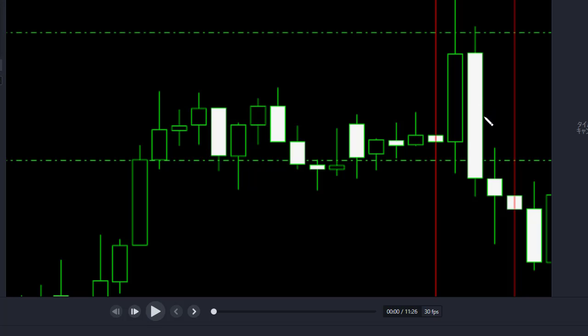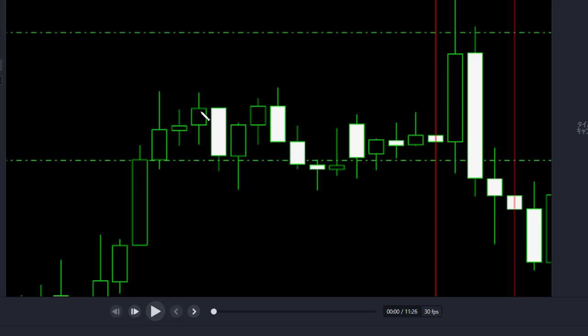For example, this candlestick opens here and closes here. And this is called body engulfing. This candlestick high to low engulfs the previous candlestick body. And watch this close price: previous candlestick low, lower close, outside close. So the price goes down.